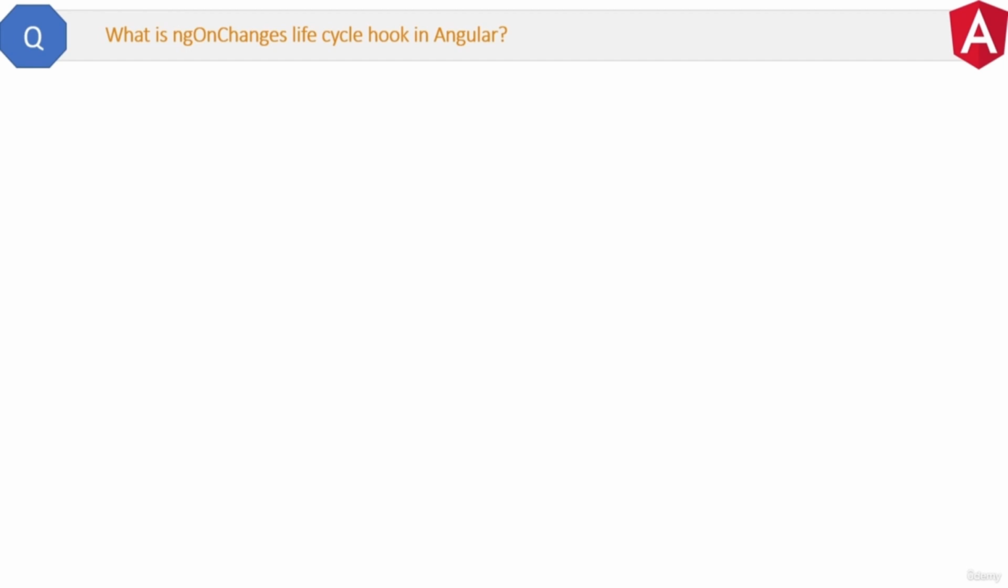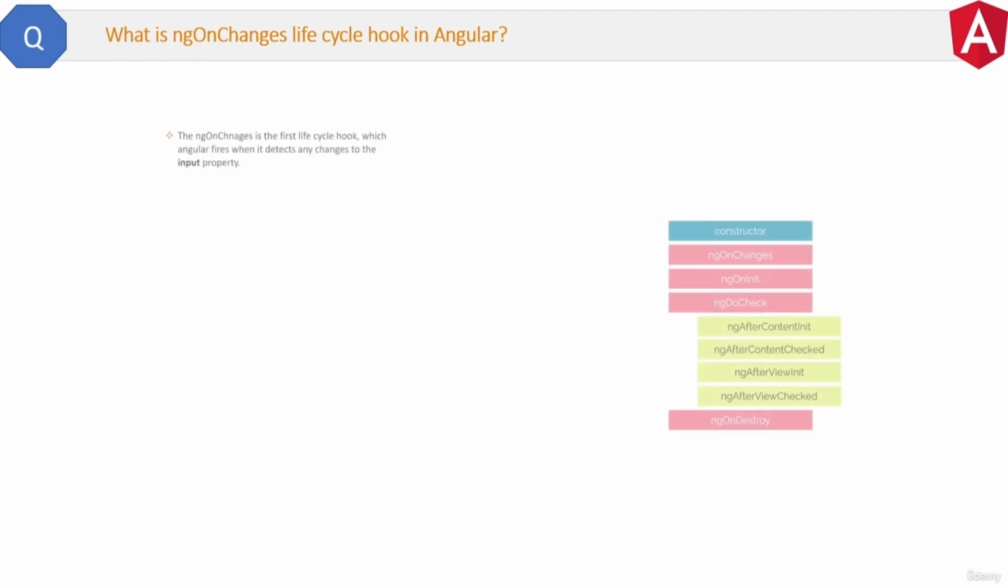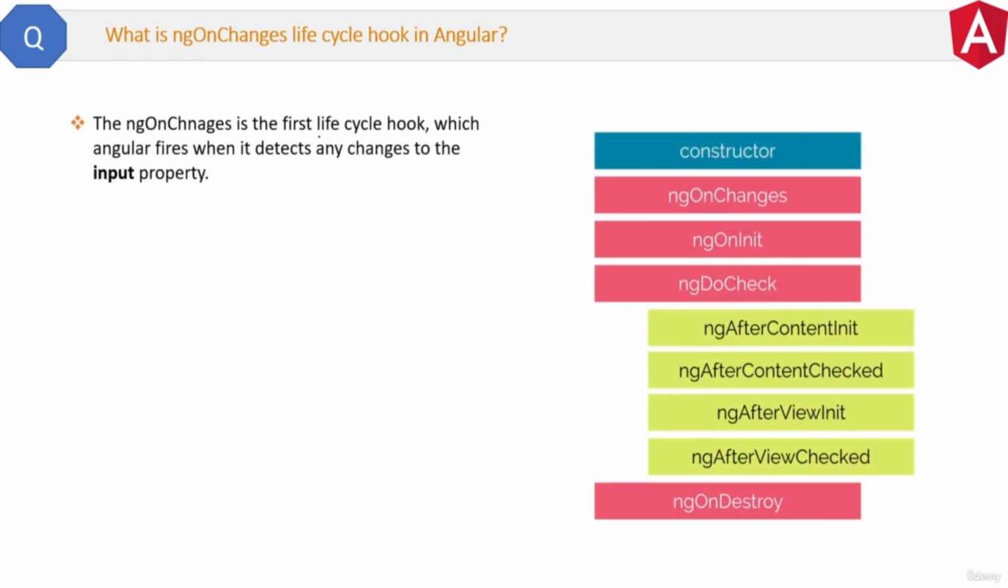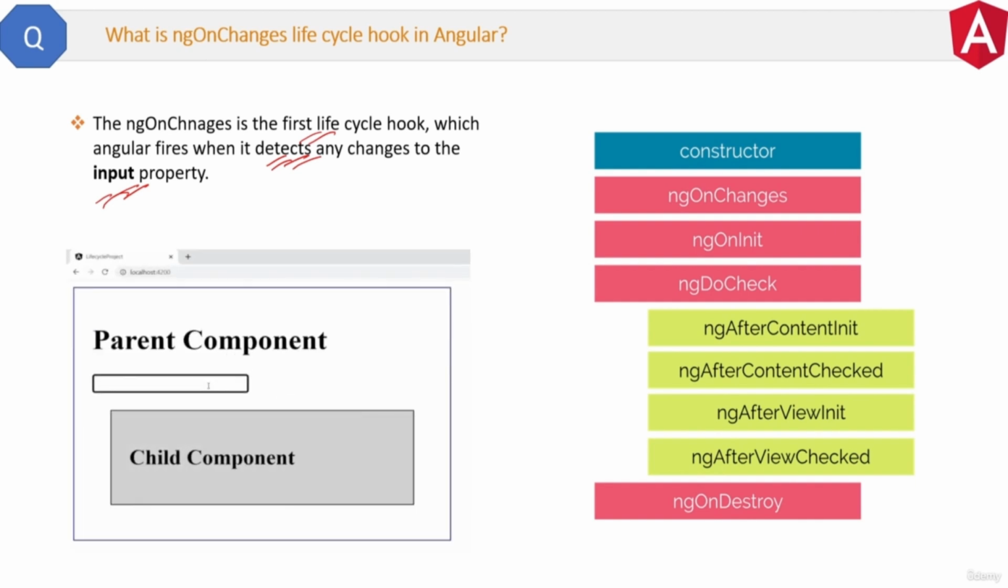Here is the question. What is ngOnChanges lifecycle hook in Angular? The ngOnChanges is the first lifecycle hook which Angular fires when it detects any changes to the input property. So whenever any change happens to the input property, that change will be detected by the ngOnChanges lifecycle hook. Now I will show you a practical use of it.